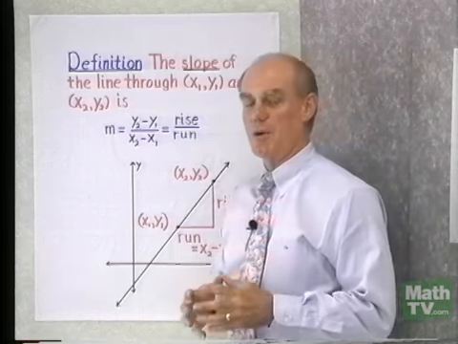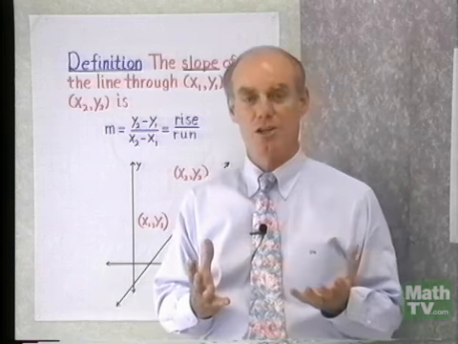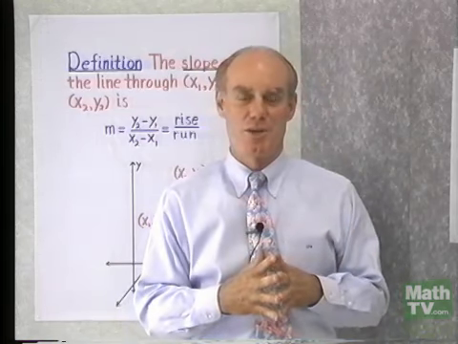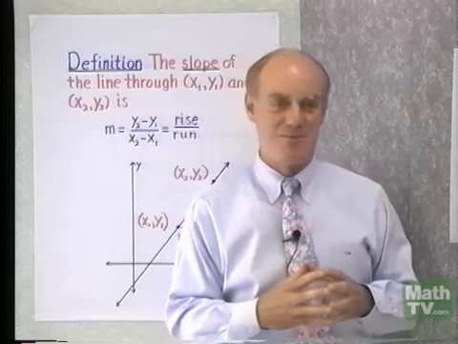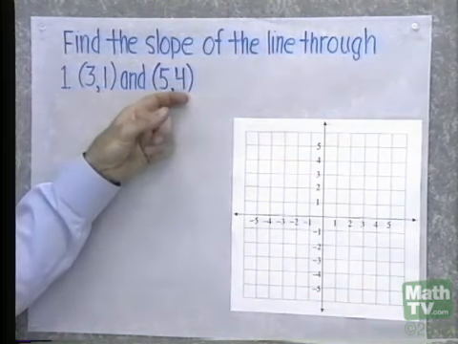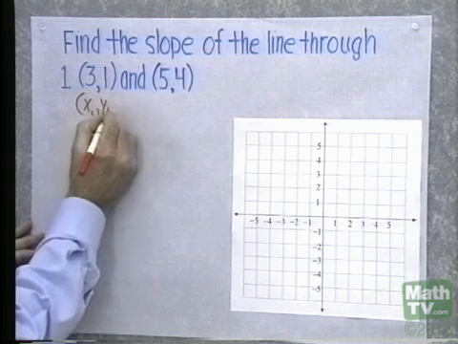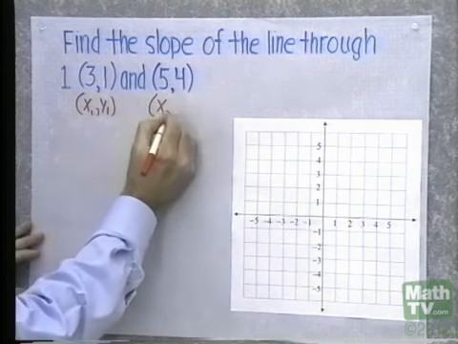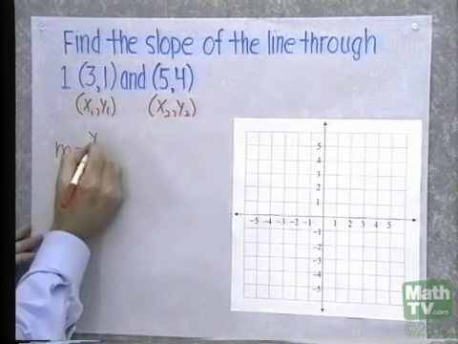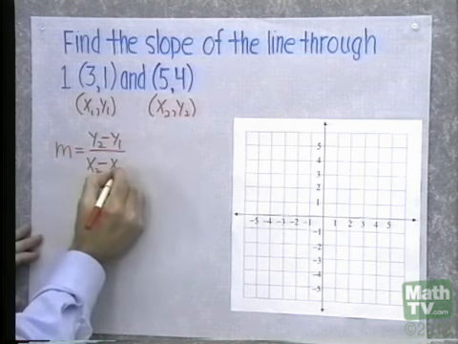What I want to do now is take a couple of specific points and see if we can find the slope of the line that goes between them, and then actually look at the line that goes between them and see if we can identify that rise and run, and also see if it corresponds to what we get for the slope of the line. Let's take a look at our first example. I want to find the slope of the line that goes through the point 3, 1 and the point 5, 4. So what I'm going to do is assign this point coordinates x sub 1, y sub 1, and this point I'm going to assign coordinates x sub 2, y sub 2, so that I can use my formula m equals y2 minus y1 divided by x2 minus x1.